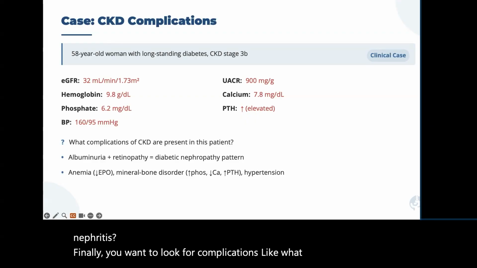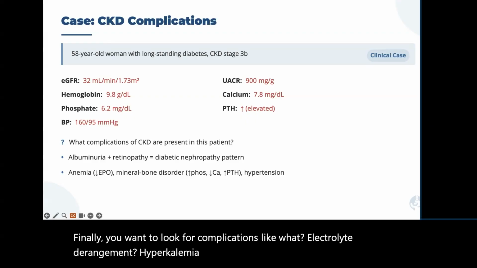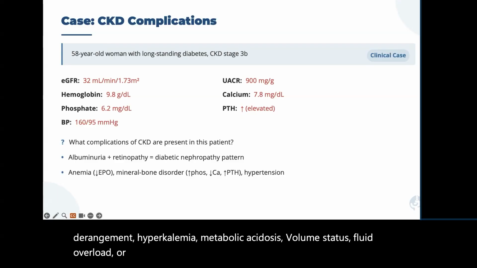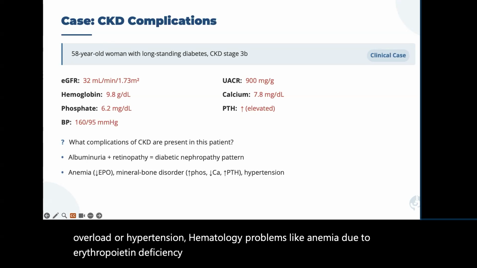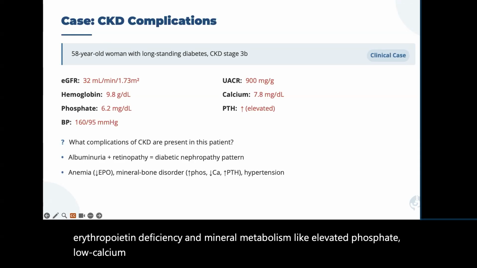Finally, you want to look for complications like what? Electrolyte derangement, hyperkalemia, metabolic acidosis, volume status, fluid overload, or hypertension, hematology problems like anemia due to erythropoietin deficiency, and mineral metabolism like elevated phosphate, low calcium, secondary hyperparathyroidism.